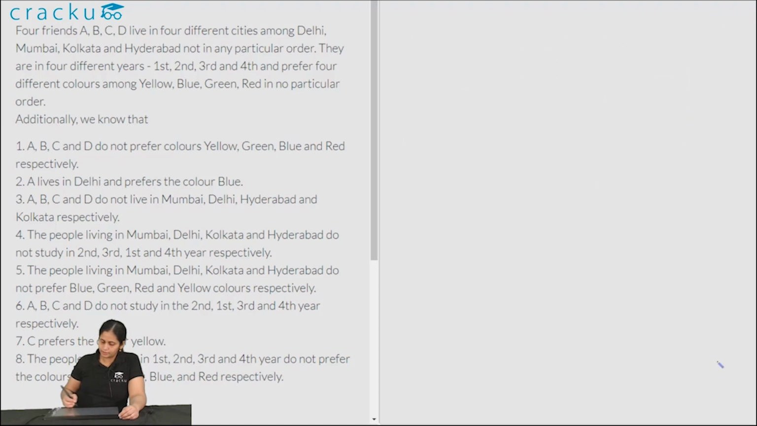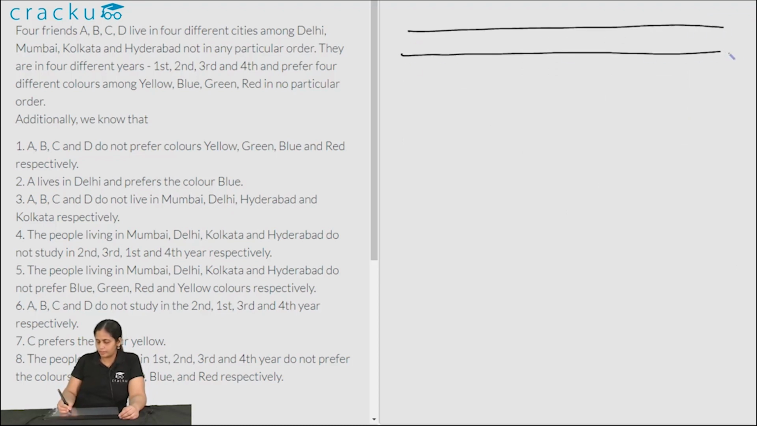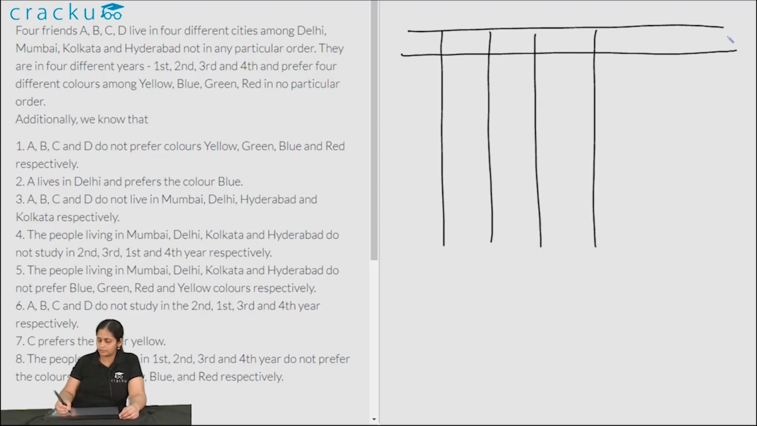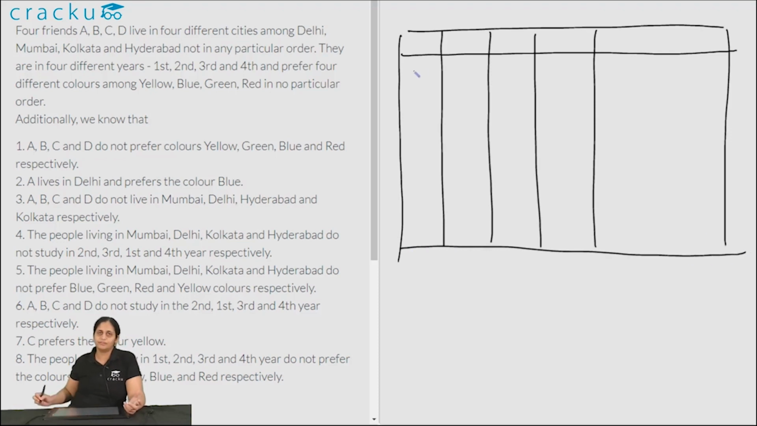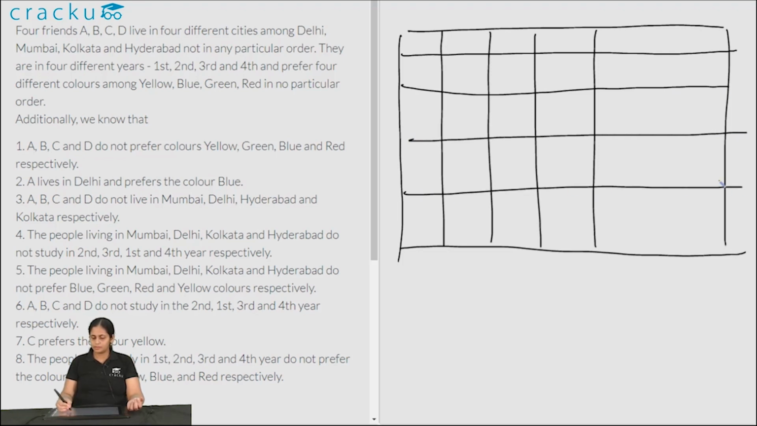I'll just clear this, one second. I'll draw A. So I have the person, and this column I leave for all the negative information that I have. So what is negative information? Basically if you get the information that this is not the case, then you put all the negative information over here. So I have A, B, C and D. Then I have city, year and color, and this is all the negative information that I have.